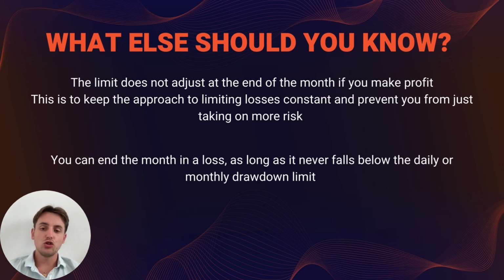What else should you know? The limit does not adjust at the end of the month if you do make any profits. This is just to make sure that as the account grows, you don't become more prone to risk, or your approach to risk suddenly change. And you can end the month in a loss as long as you don't terminate, as long as you don't go over the 5% daily and the 10% monthly drawdown rules.